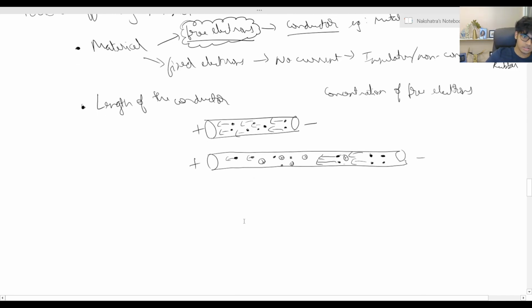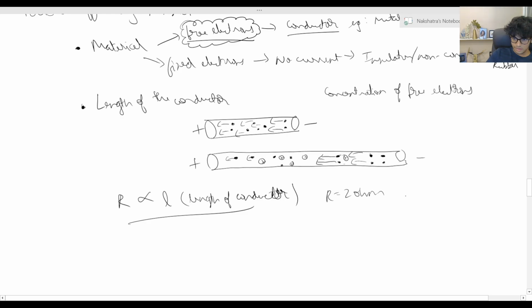So we can say that resistance increases with the length of the conductor, and we find that R is directly proportional to L, where L is the length of the conductor. So if originally R is 2 ohm and L is 5 meters, if L is 10 meters for the same conductor, the same material, then R will be equal to 4 ohm.